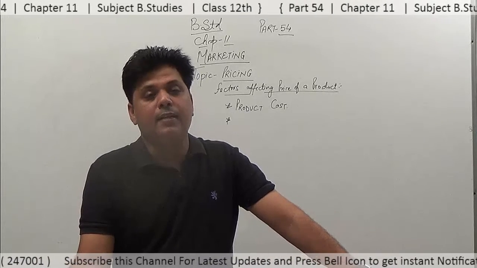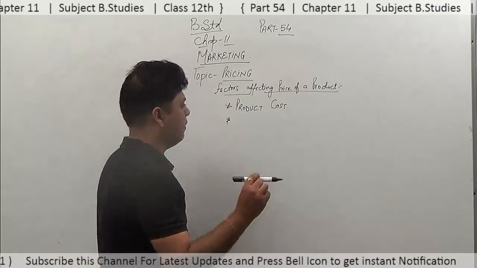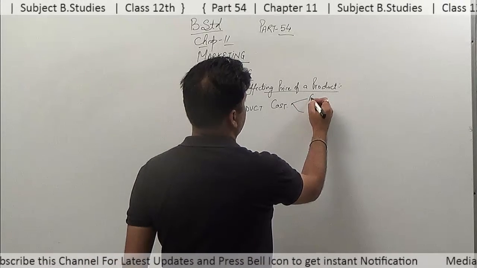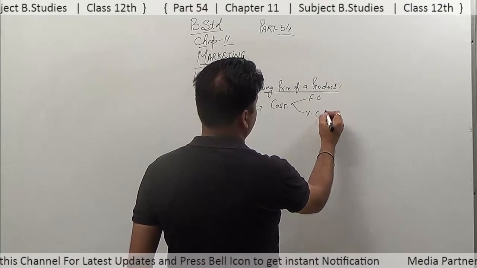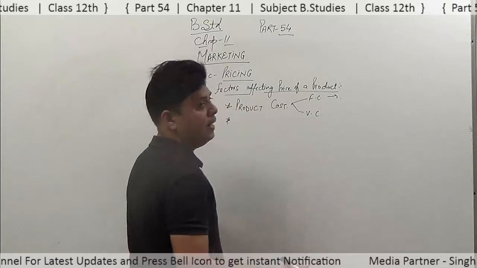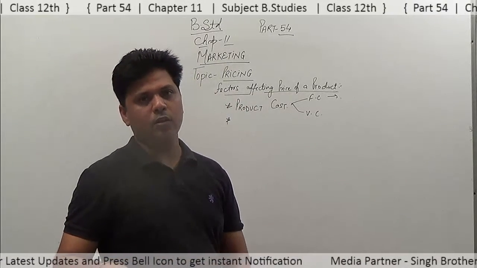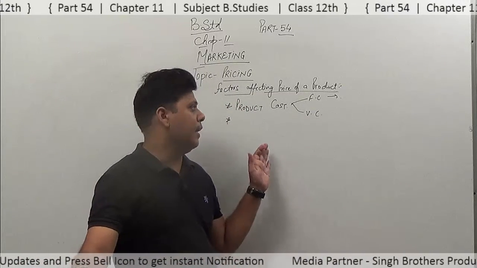Product costs are broadly classified into two categories, that is fixed cost and variable cost. Fixed cost, just like the rent of a warehouse, is a fixed cost, and variable cost is just like an electricity bill.